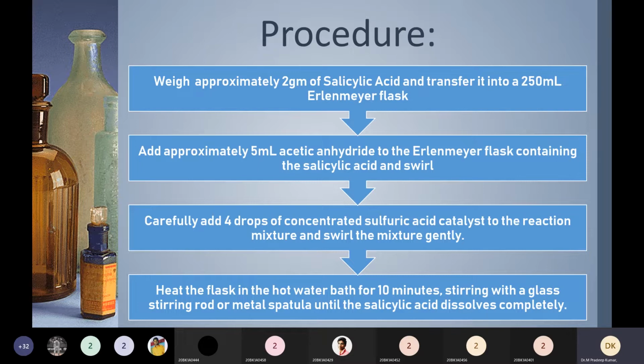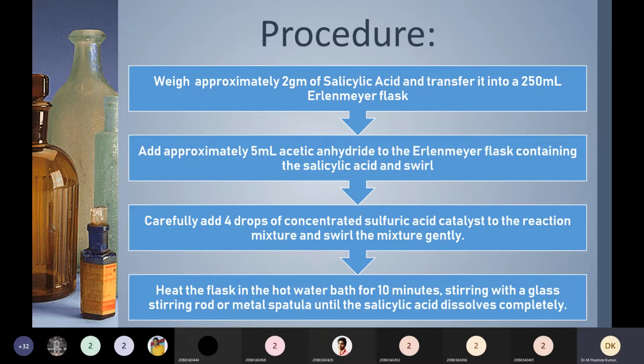Okay. Then afterwards, add approximately 5 milliliters acetic anhydride to this Erlenmeyer flask containing the salicylic acid. And we have to swirl it. Swirl means shake. Okay, swirl it.